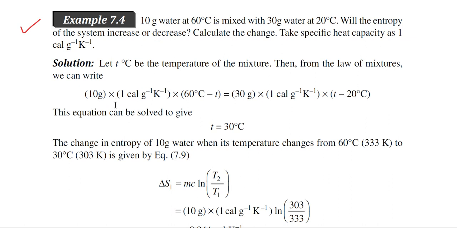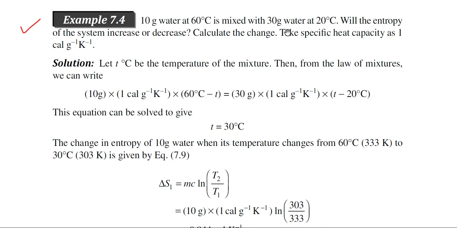So, how much heat will be evolved? That is 10 gram, m, into specific heat into temperature change. So, what is the temperature change? If T is the common temperature, then 60 minus T is the temperature change. So, the formula is actually m s delta T, where delta T is the temperature change and s is the specific heat. Here m is 10 gram, into specific heat capacity, into temperature change.